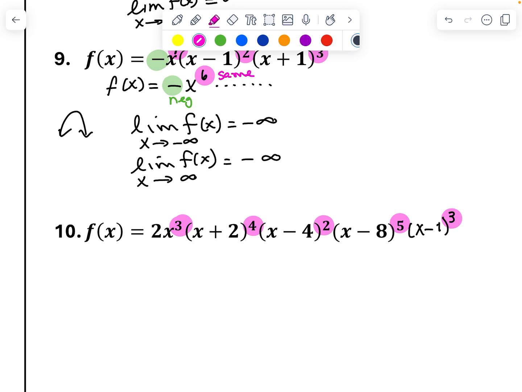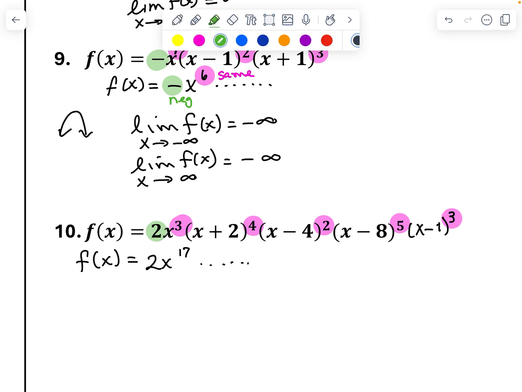So 3, 7, 8, 9, 14, 15, 16, 17 powers. 17 powers, and the number out front is positive. So this is going to come out to be f of x equals 2x to the 17th, and so on. Nobody cares.